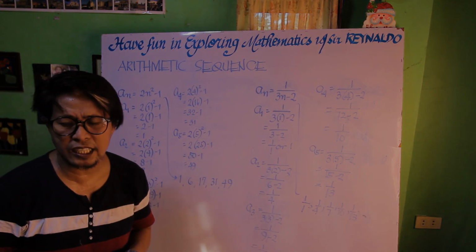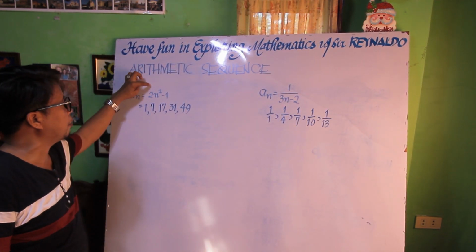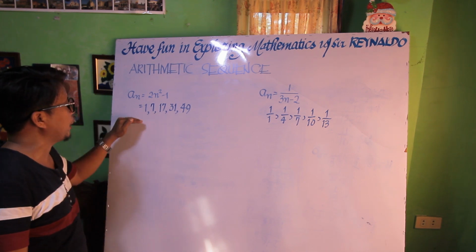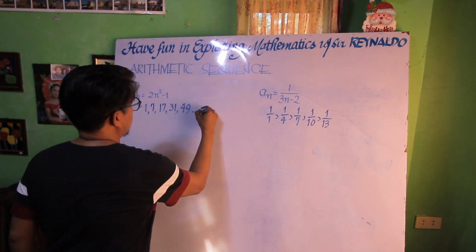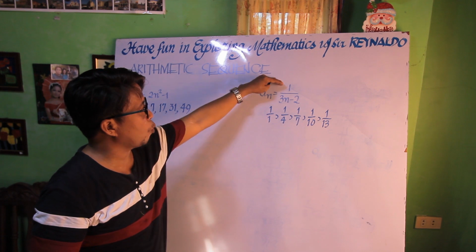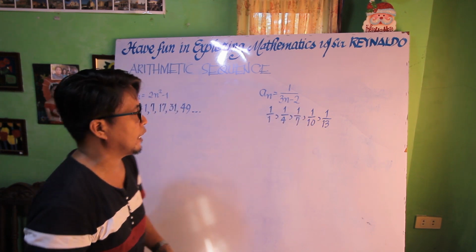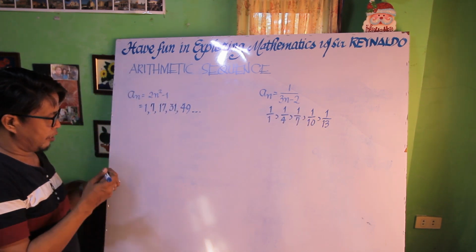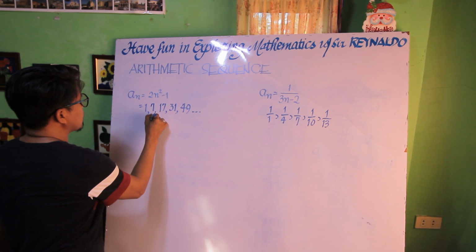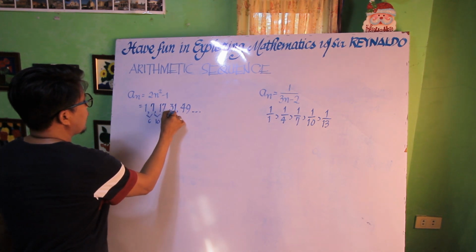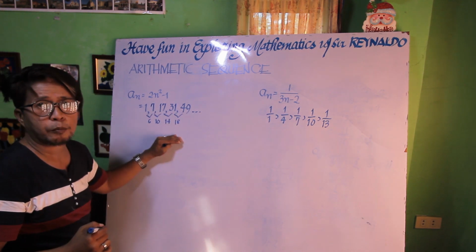Okay, let's take a study of the sequence. Okay, class, we notice that on the a sub n equivalent to 2n squared minus 1, we have the sequence 1, 7, 17, 31, 49, and the like. Then we have on the a sub n equivalent to 1 over 3n minus 2, we have 1 over 1, 1 over 4, 1 over 7, 1 over 10, 1 over 13. Do you notice that there is no common difference? Okay, let us see. 1 and 7 has difference of 6, then a difference of 10, then a difference of 14, then a difference of 18. So there is no common difference.